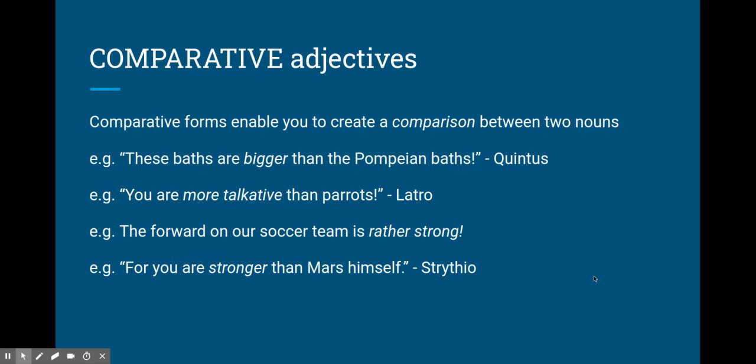Essentially, we have 3 ways to render the comparative degree in English. The first one is just to add -er to the end of the adjective, and it makes it "more than." We can also use the word "more" with the regular definition of the adjective. And finally, we don't use it very often, but it is a possibility to use the word "rather" as the comparative degree.